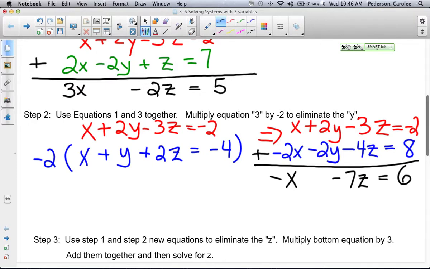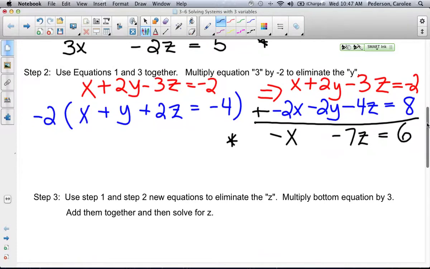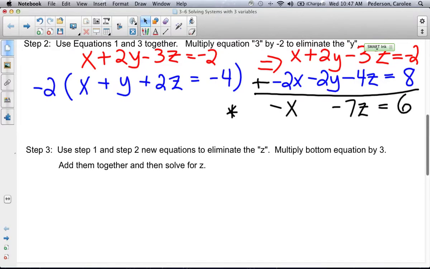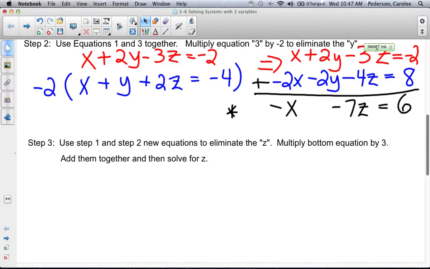In step 3, we're going to work with the two black equations that we worked on in step 1 and step 2. So the one equation we're going to work with is right here, 3x minus 2z equals 5. And this equation right here that we just found, negative x minus 7z equals 6. So step 3, use step 1 and step 2's new equations in the black to eliminate z by multiplying both the equations by 3 and add them together.